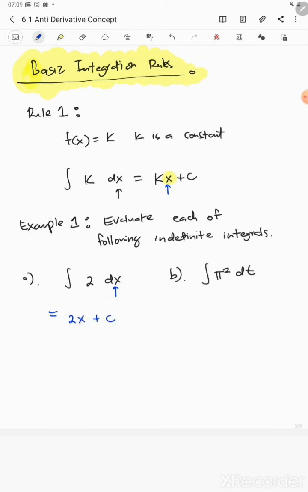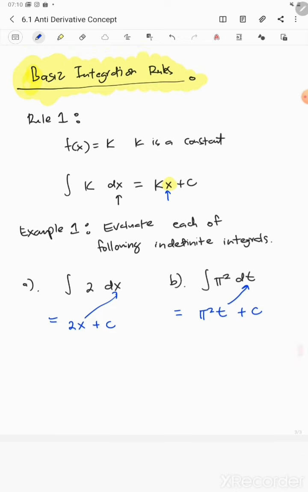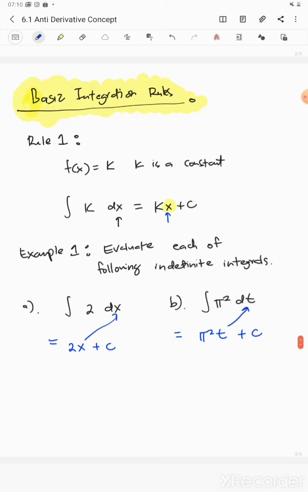Why x? Because you integrate the function with respect to x. So the answer is 2x plus c. For B, integrate pi squared dt. Here you just write the constant and then add t, because our variable indicator is t, plus c. So this is how we apply rule number 1.